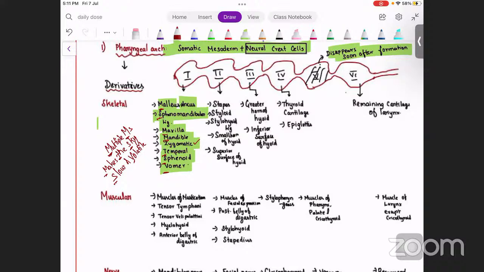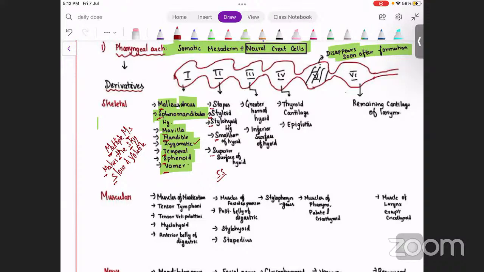Pharyngeal arch 2 skeletal derivatives can be said to be in the form of 5 S's: stapes, styloid, stylohyoid ligament, and the small horn of hyoid, and the superior surface of your hyoid. All the 5 S's come from pharyngeal arch 2. So pharyngeal arch 2 is easy, and pharyngeal arch 1 is a little bit harder, so you have to remember it with the mnemonic.